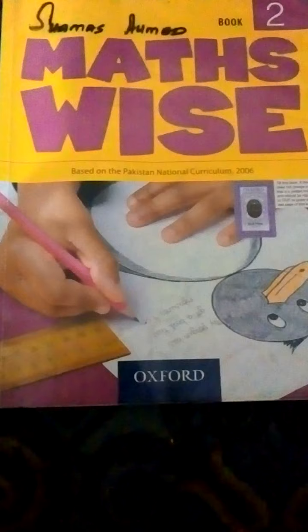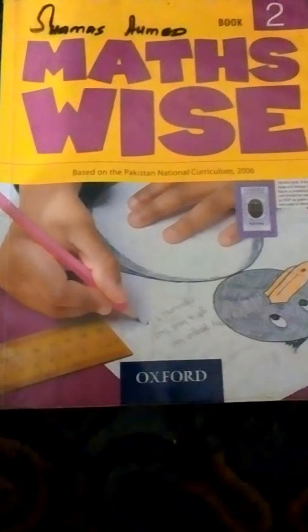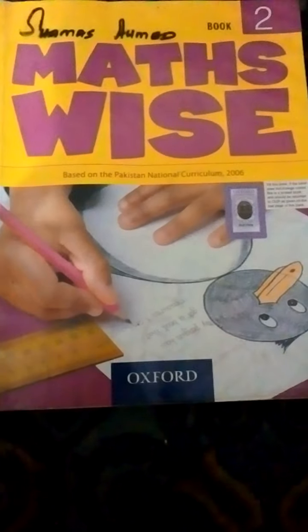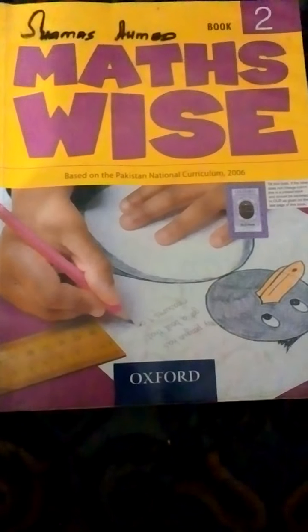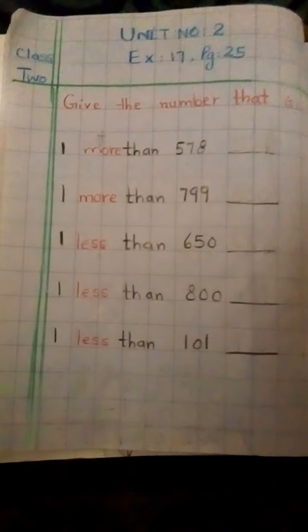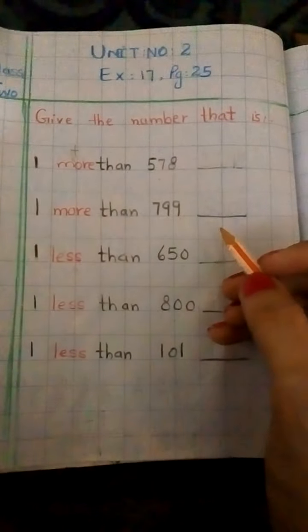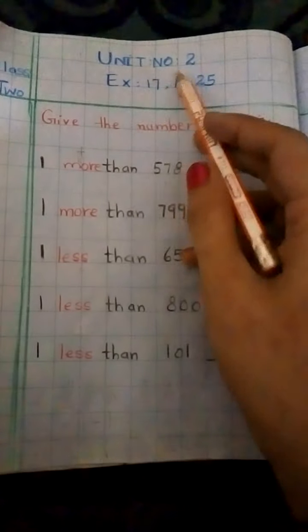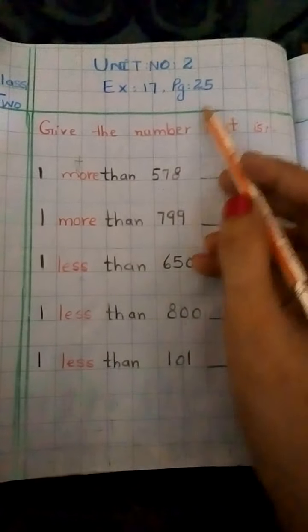I am Miss Anna. This is your Maths book of class 2. Today we will do unit number 2, exercise number 17, page number 25. Let's start. I am solving this question in practice copy so you can easily understand. Unit number 2, exercise number 17, page number 25.